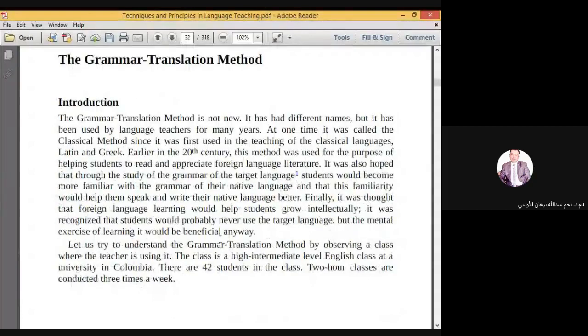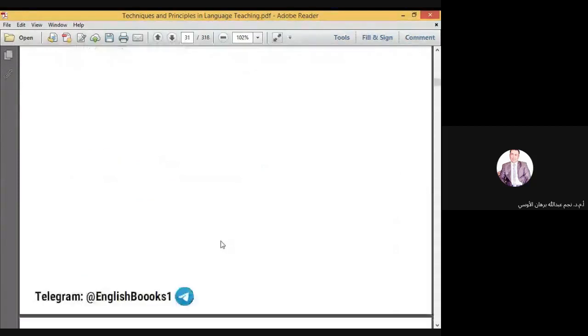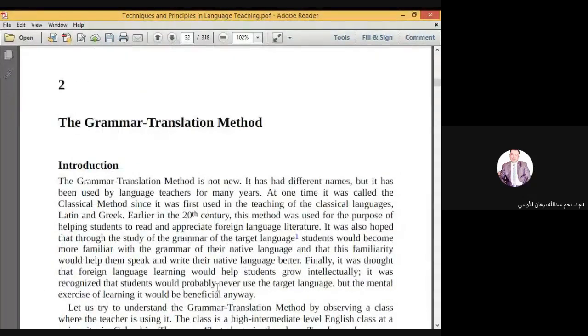Today we will discuss the grammar translation method. Then after this, we will take the next lecture, and after that we will discuss the direct method. This is the grammar translation method according to our title. So let us start with this.